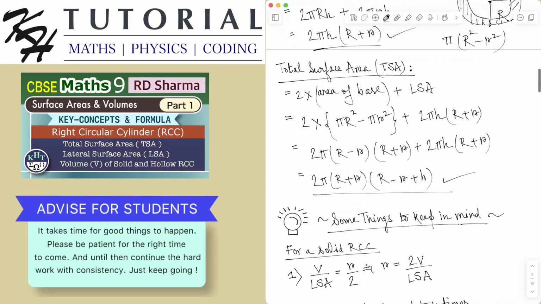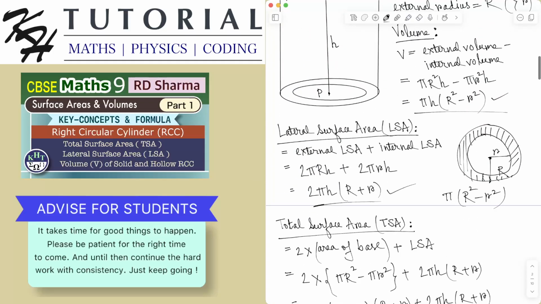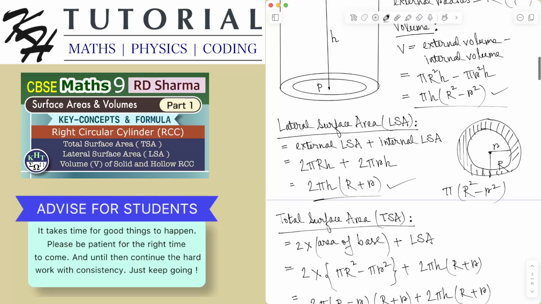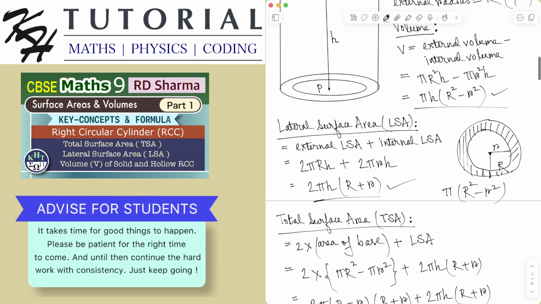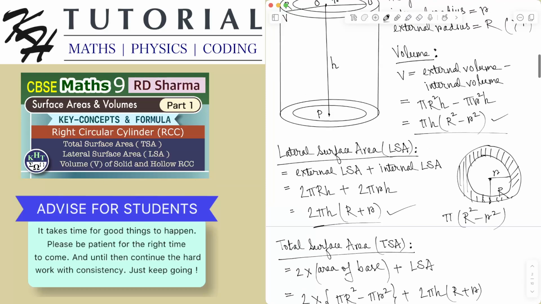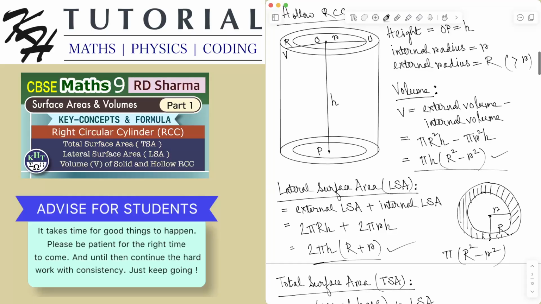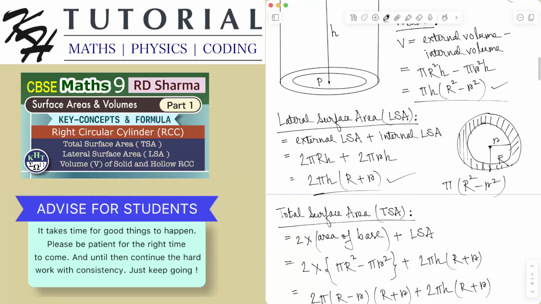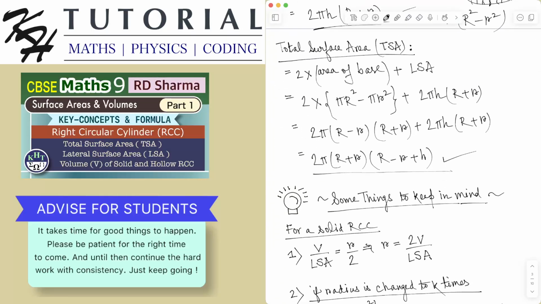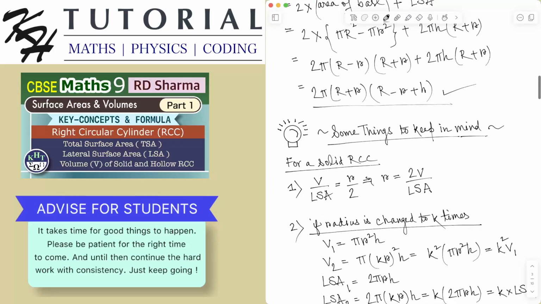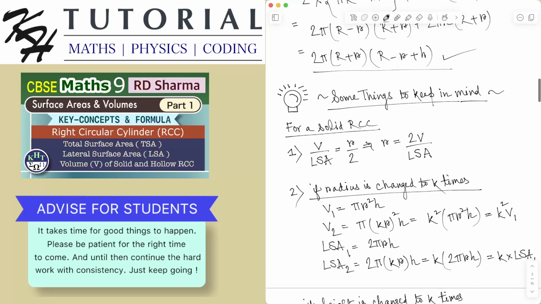Okay, so this was all about the volume, surface area and lateral surface area of a solid RCC and a hollow RCC. RCC means right circular cylinder. Now, few things you must keep in mind regarding problem solving on RCC.